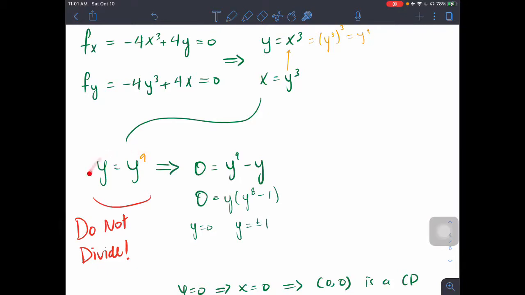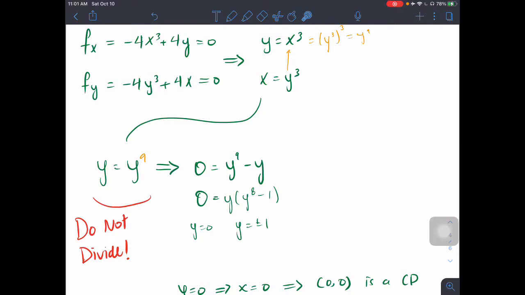But if you would have divided by y, you would have lost this piece here, which notice now is going to become an important part for a particular critical point. So be careful when you're doing this. Do your best not to divide, and instead do factoring. Okay, so let's see.